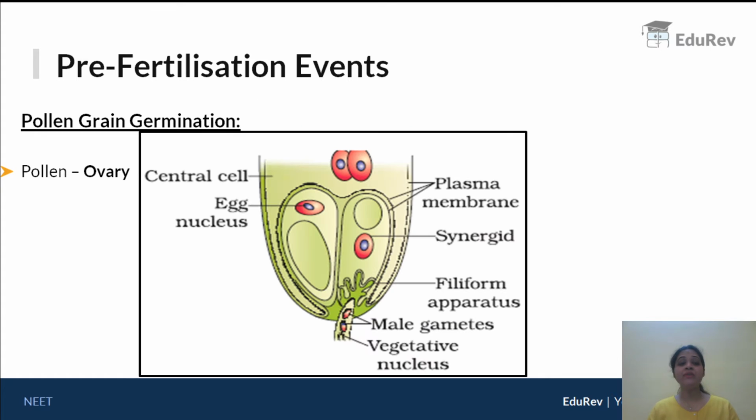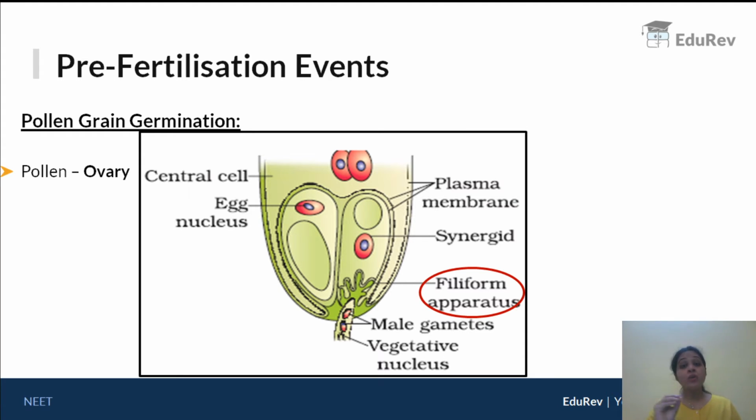And if you remember, when we spoke about the embryo sac, we have the presence of 2 synergids having filiform apparatus in each of them, so these finger-like projections. And we said the purpose of this filiform apparatus is to guide the pollen tube upward towards the egg cell. Okay, so in other words, the elongated vegetative cell is going to move into that particular direction, which means the male gametes also will move.